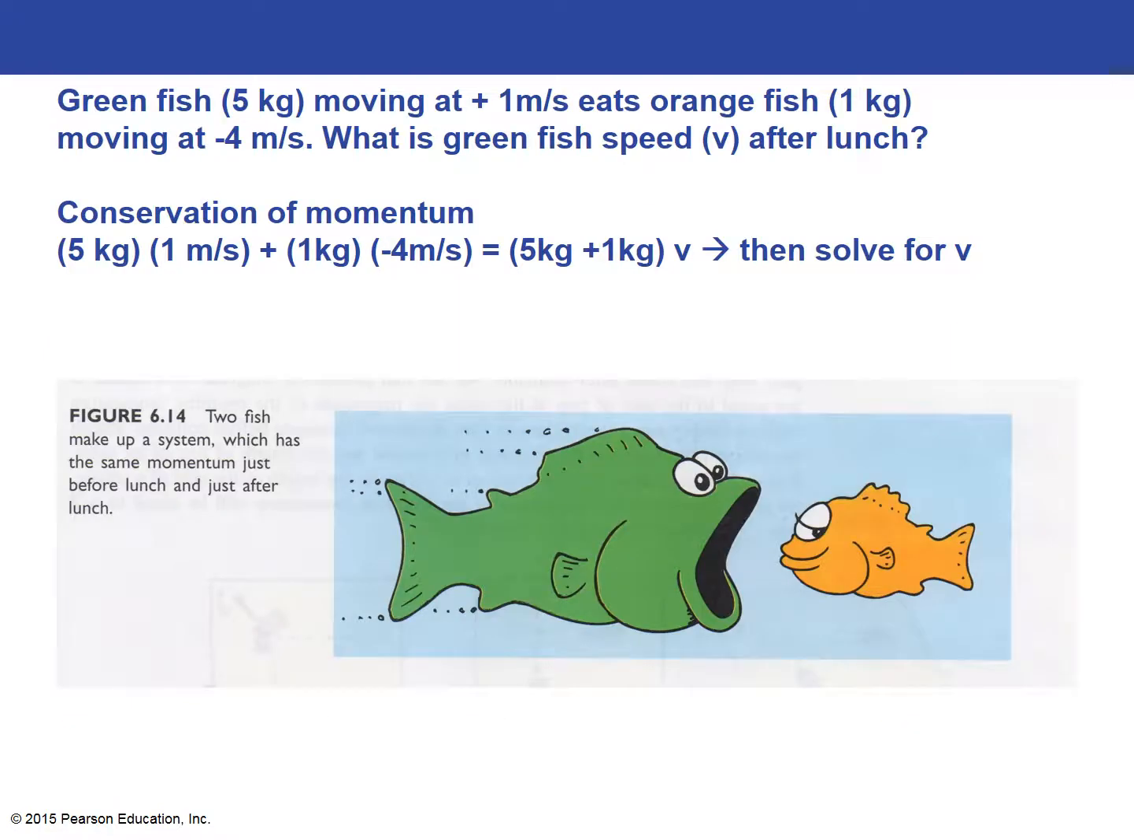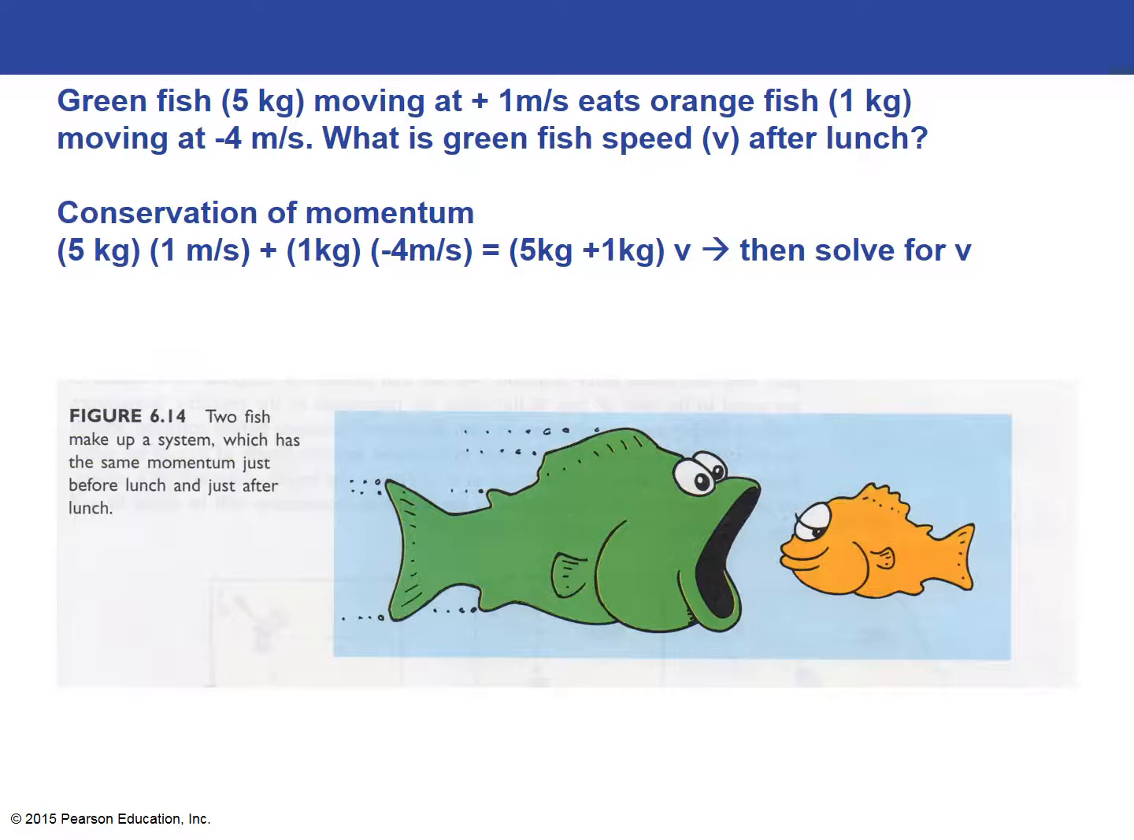Okay, in this slide and in the two that follow this, we're going to give further examples of inelastic collisions. This one is the case of a green fish, which is moving through the water at 1 meter per second, and it eats an orange fish, which is moving in the opposite direction at 4 meters per second. And the green fish is 5 times heavier than the orange fish. The green is 5 kilograms, and the orange is 1 kilogram.